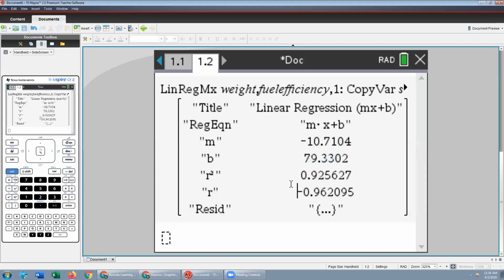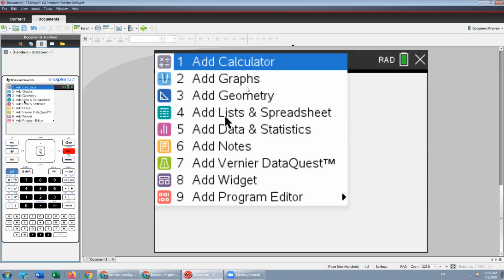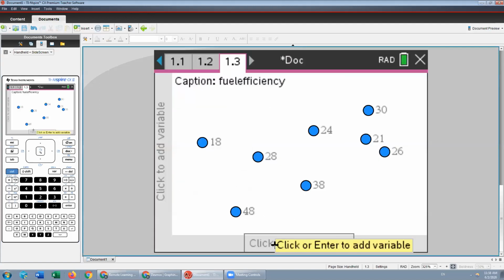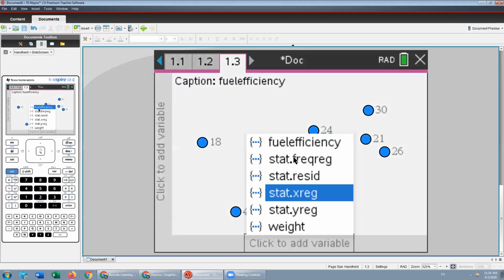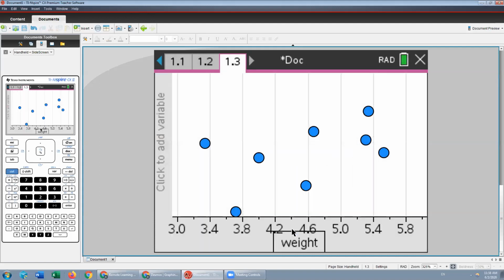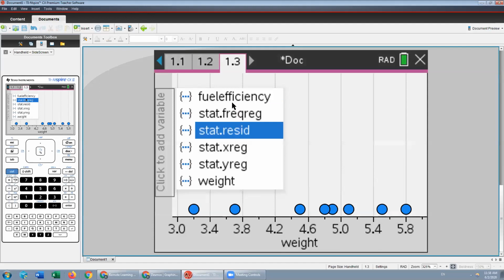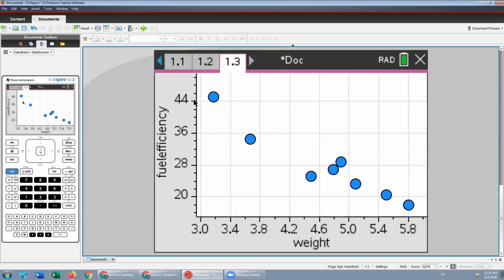All right, but if you just want to see the line of best fit, if you want to visualize what's actually going on, we can hit Control Doc, add another page. We're going to add the data and stats page. Click down here. This was the weight. This was the fuel efficiency. Ignore the stat ones. All right, and there's the data. So this is the weight of the car and the amount of fuel it gets.